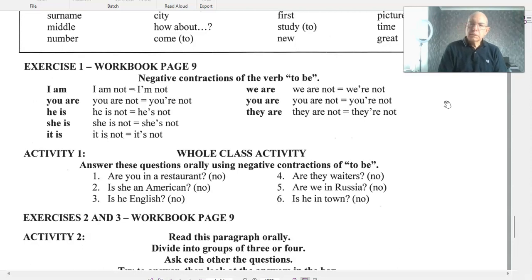We're friends. You're a student, meaning more than one person in plural form. Or you're students, so in plural form. They're students in plural form.